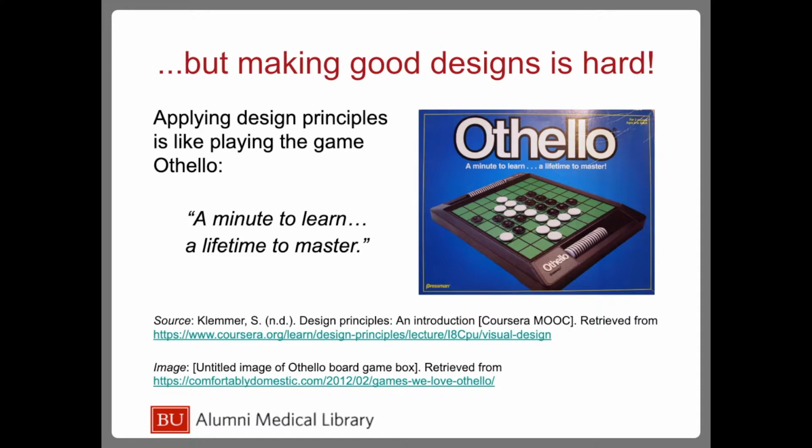So now we know what the goals of a design are, and we know that in order to achieve those goals, we have to select the appropriate design elements and apply the appropriate design principles to those elements. But that's easier said than done. In his Coursera course that I mentioned earlier, Scott Klemmer talks about how applying design principles is kind of like playing the board game Othello. It takes a minute to learn, as we've seen, but a lifetime to master.